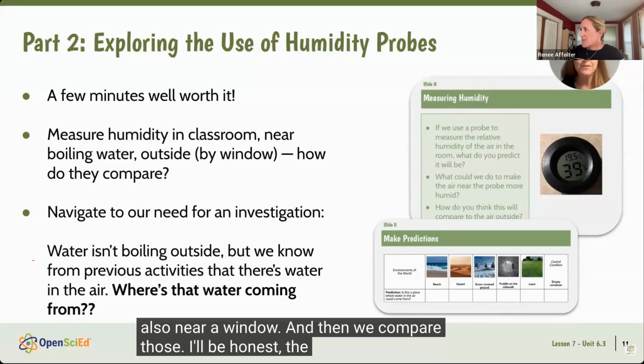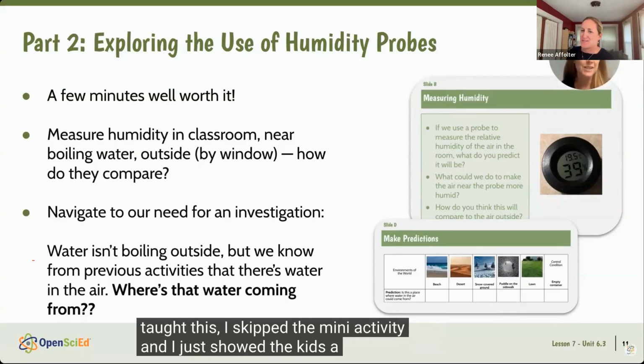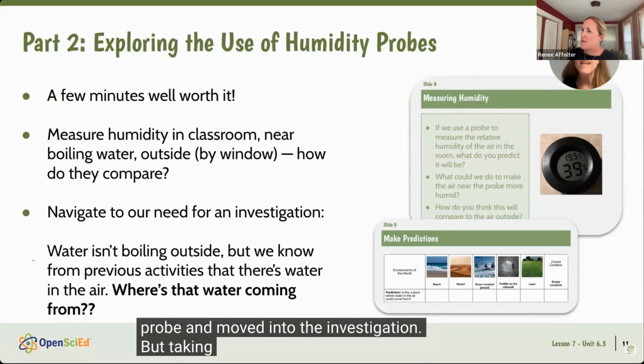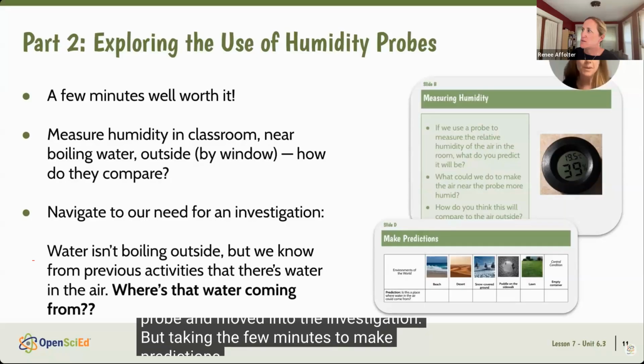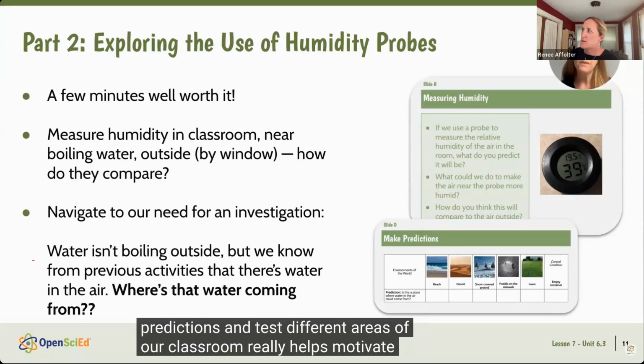I'll be honest, the first time I taught this, I skipped the mini activity and I just showed the kids a humidity probe and moved into the investigation. But taking the few minutes to make predictions and test different areas of our classroom really helps motivate the need for our investigation. So it's time well spent.